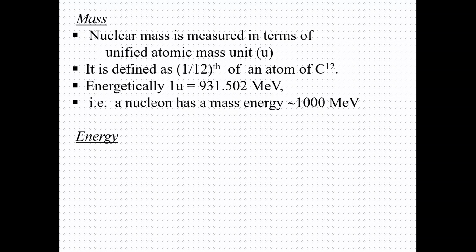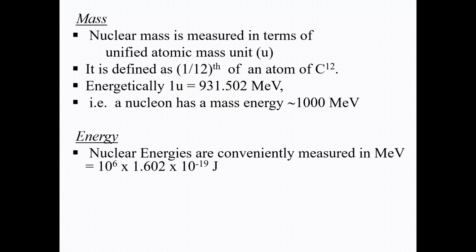So how do we deal with nuclear energy? Nuclear energies are conventionally measured in mega electron volt. Normally the unit of energy is joule, but you know that the nucleus is very small, so we have to utilize a smaller unit for energy, that is called electron volt. But in electron volt we use a bigger unit, that is million electron volt. We call it mega electron volt. Mega electron volt basically stands for millions of electron volt.